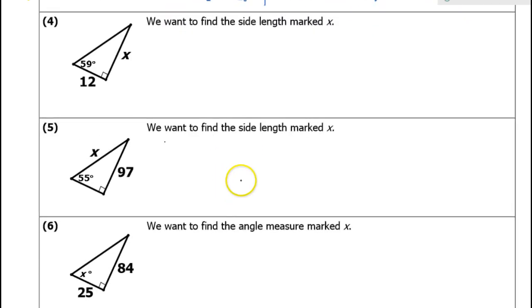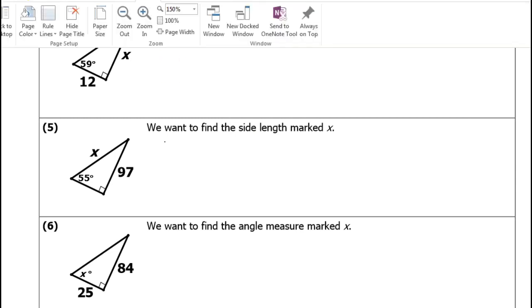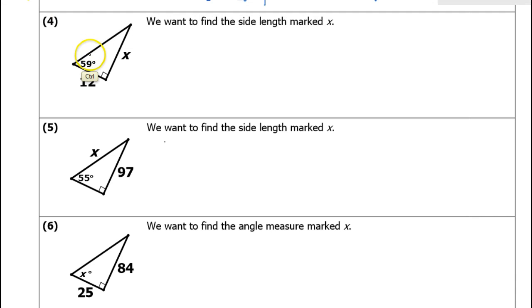Okay, number 4. Alright, so we want to solve this for x. We're going to use the same procedure over and over again. Step 1, circle an angle. Step 2, label the sides, starting with the hypotenuse, which is always across from the 90-degree angle. Then label your opposite and your adjacent. The opposite side is across from the angle, so that makes this the opposite side. The adjacent side is right next to the angle. Now we've labeled everything. Now we're going to choose between SOHCAHTOA.